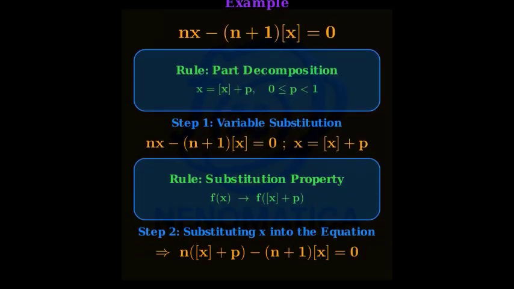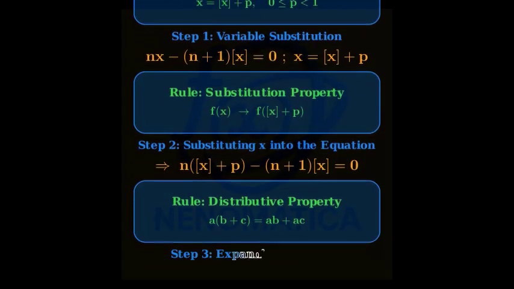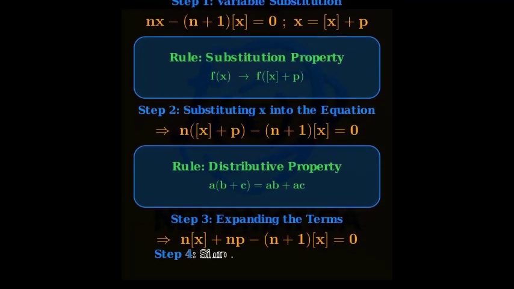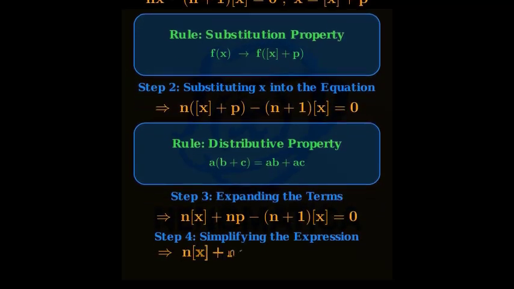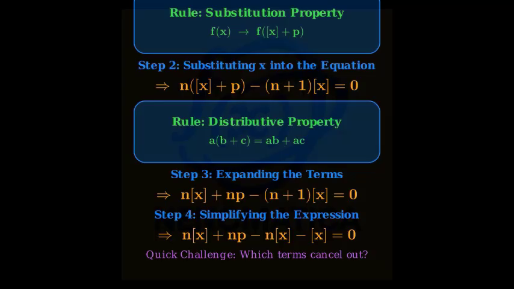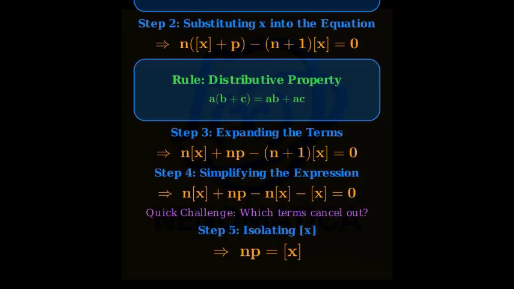Step 3. Expand the terms. We apply the distributive property. Expand n times (floor of x plus p). Step 4. Simplify. Rewrite minus (n plus 1) times floor of x as minus n floor of x minus floor of x to separate terms and reveal cancellation. Step 5. Isolate the floor of x. Cancel n floor of x on both sides. You get np equals floor of x.